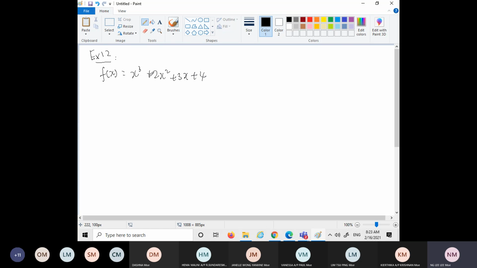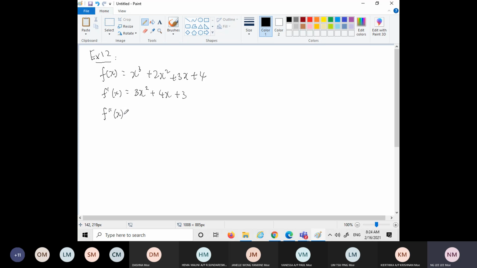So you need f prime x and you also need f double prime x. We just do as normal first, get f prime x first. Bring down the power 3, power minus 1: 3 minus 1 is 2. 2 times 2 is 4. 2 minus 1 is 1, no need to write. Differentiate 3x, you get 3. Differentiate 4, you get 0. So this is f prime x.